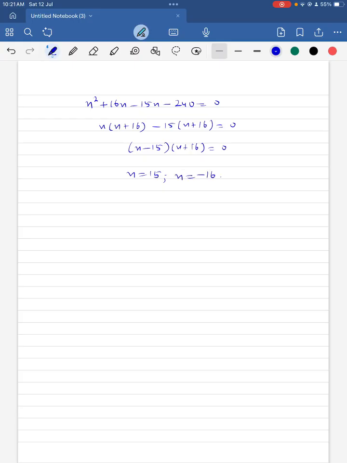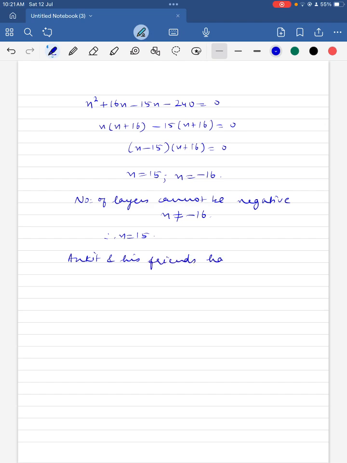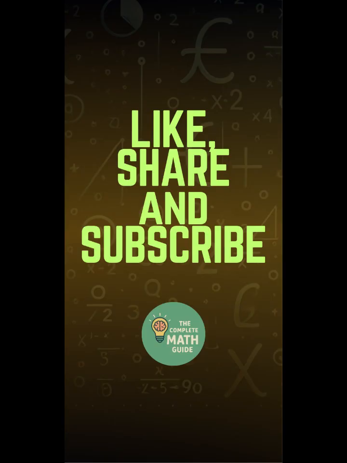Now obviously the number of layers cannot be negative. So n not equal to negative 16. Therefore n is equal to 15. Therefore Ankit and his friends have made 15 layers.